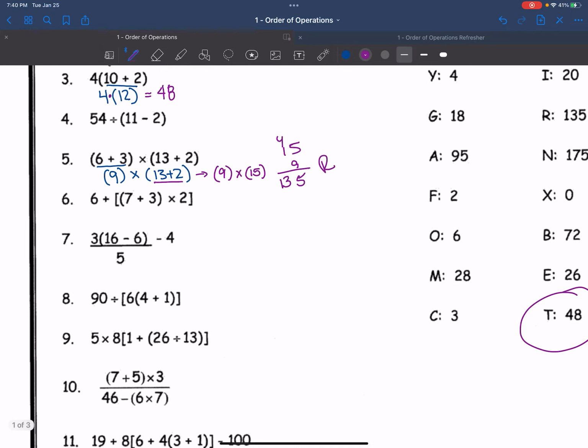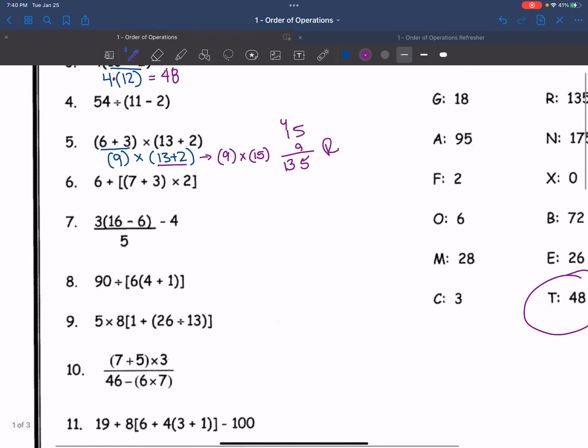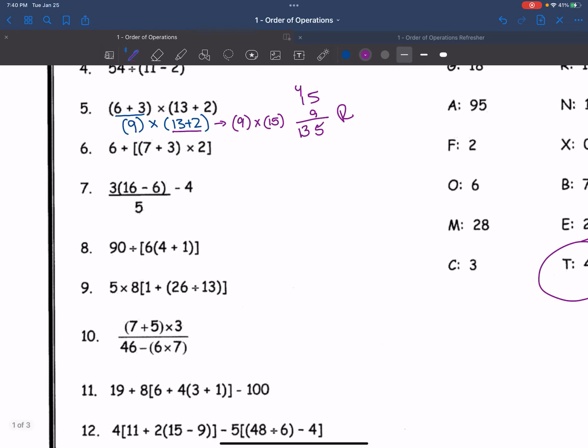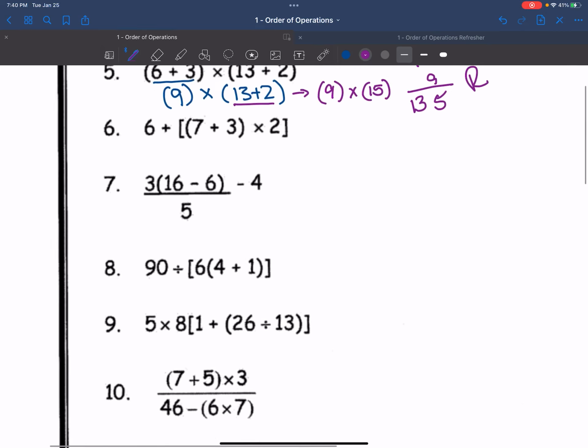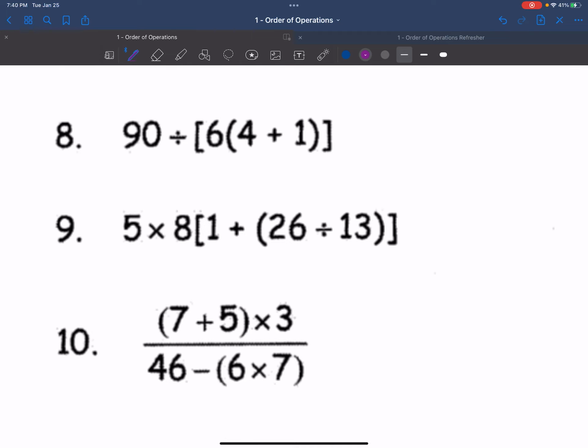All right, another one that's good to do. So I'm not going to do 6, but I'm going to do number 9, which is fairly close to what number 6 is. So we got 5 times 8 with a parentheses 1 plus another parentheses 26 divided by 13, and then close the parentheses. So I'm going to highlight the 2 different sets of parentheses. We got the square bracket parentheses, and then we got the round bracket parentheses. So remember from our notes earlier, when we have a double set of parentheses or more than one set of parentheses, we start from the inside and then work our way out.